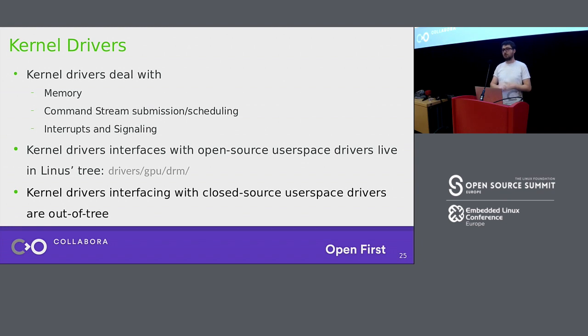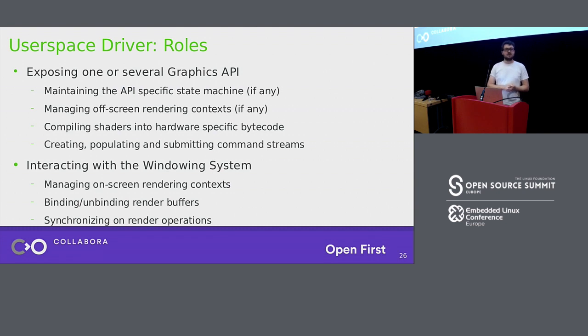For all open source user space drivers, you have a kernel space driver, which is normally in mainline. So usually it's in drivers, GPU, DRM. And for closed source drivers, we don't have kernel drivers in mainline, simply because it's a policy that DRM maintainers want to enforce. They want to have user space drivers which are open source before merging kernel space drivers. And that actually makes sense, because we want to push for a whole open source solution.